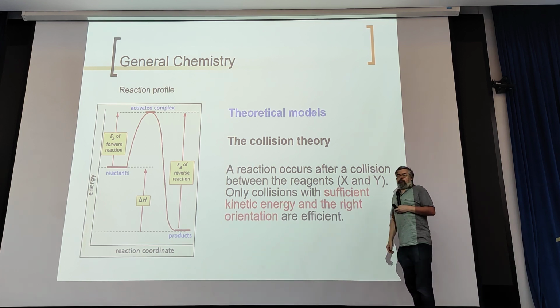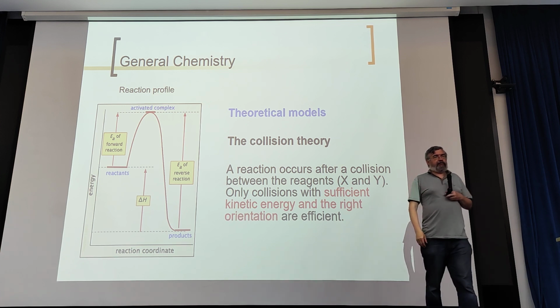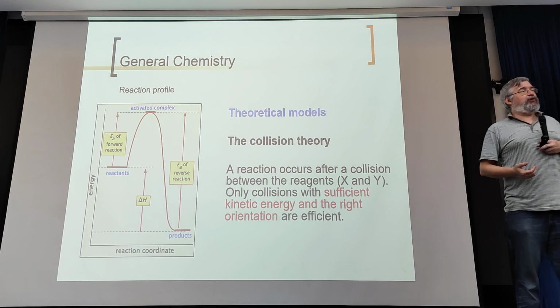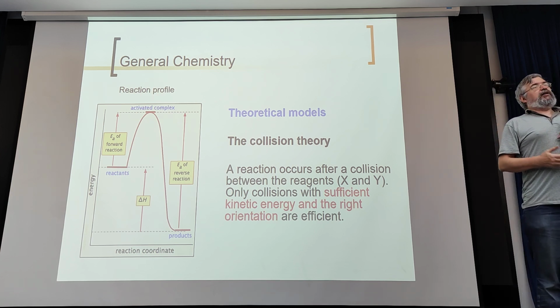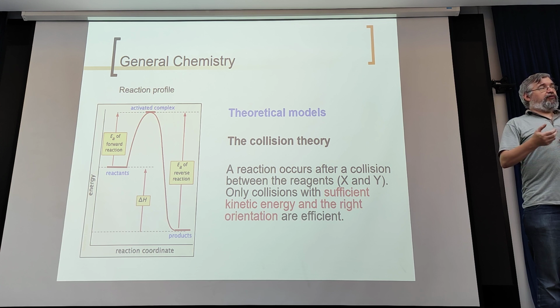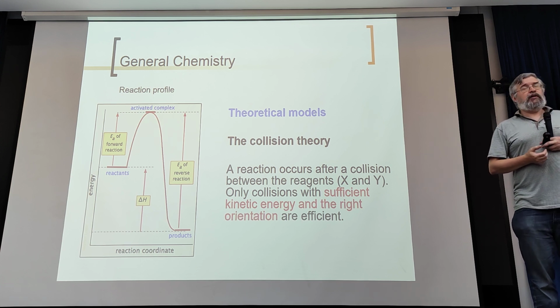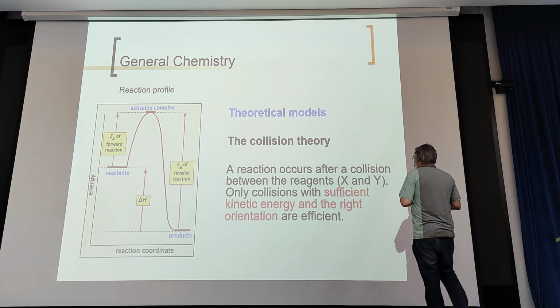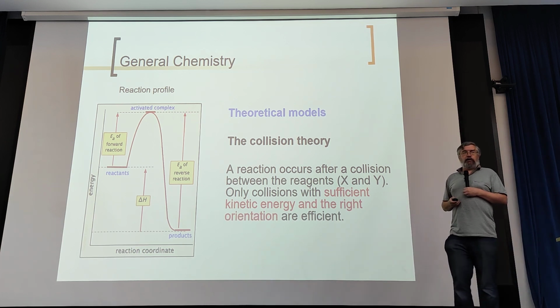So this means not all of the particles might have the right energy. Maybe they're too slow, maybe they don't have enough kinetic energy, and maybe they even don't have the right orientation with which they are moving towards each other. So only a fraction of the collisions are going to be efficient.